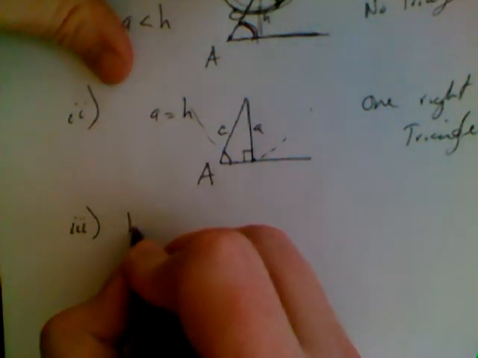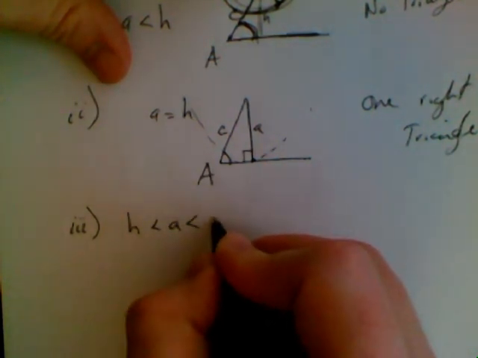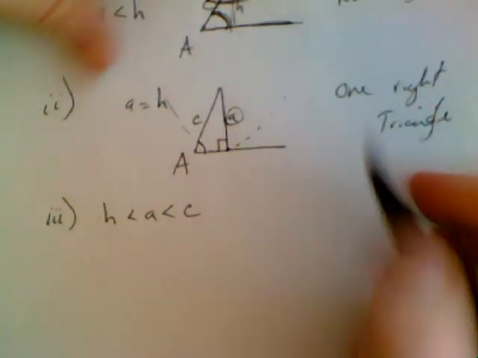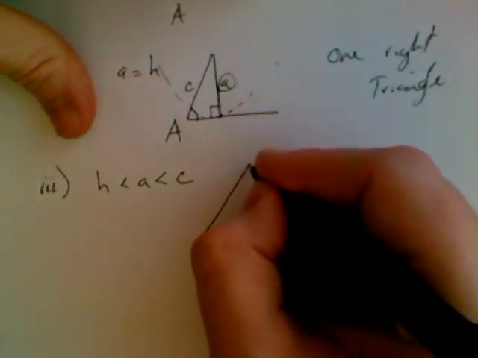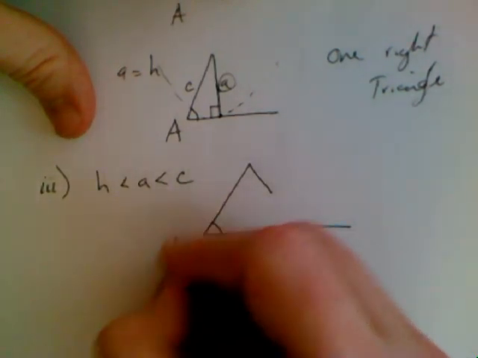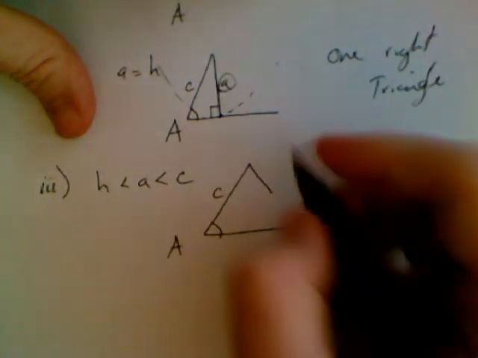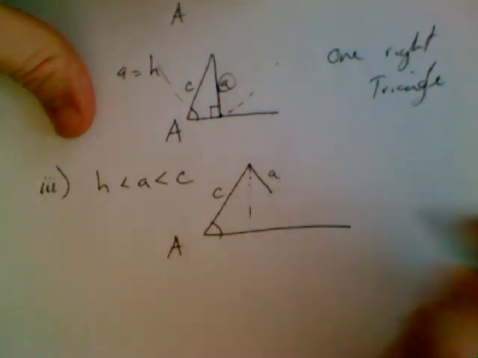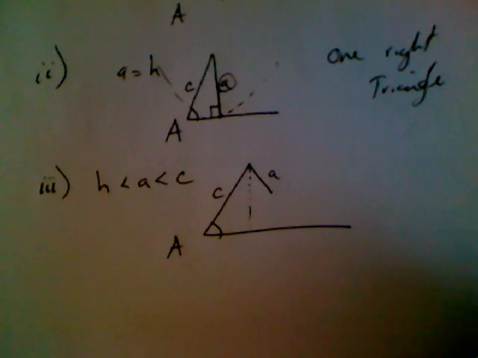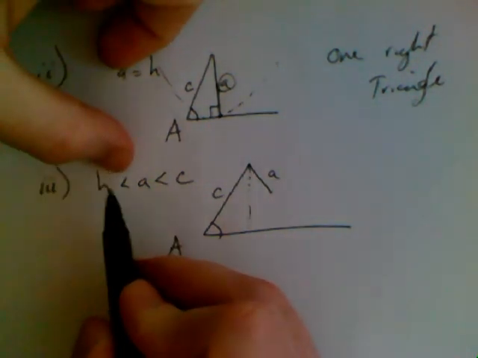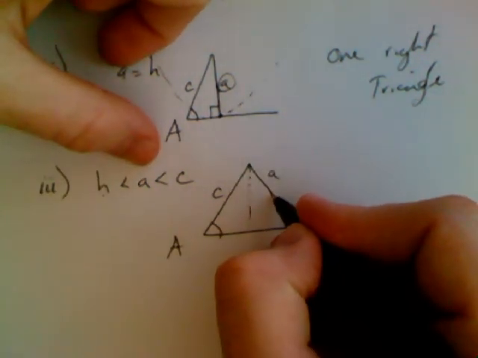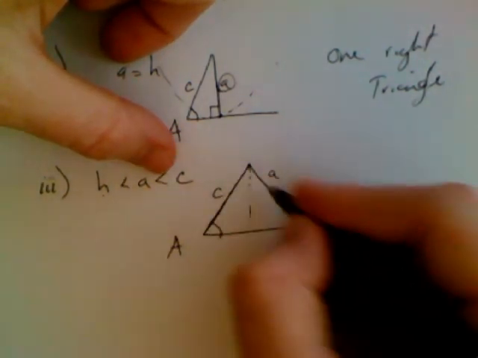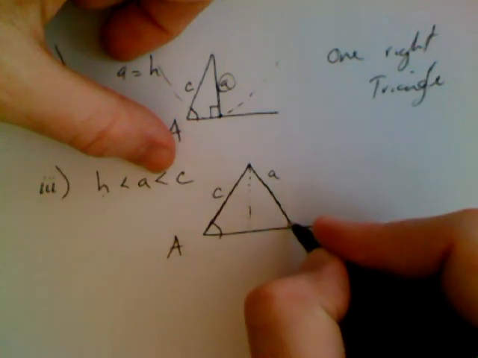Well, what if my height is less than my A value, which is less than my C value? If I draw that triangle one more time, let's go ahead and do that. There's my angle that I'm given. There's the C value. There's my A value, and I'm going to put my height in here. Now, what I'm assuming is that my height is less than my A, so I'm going to have to extend this further. Let's also assume that my A is less than my C. So there's my C value. Let's assume that it lands something like this.